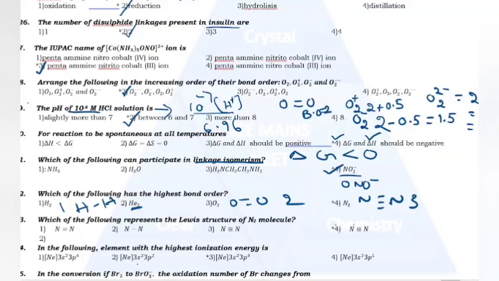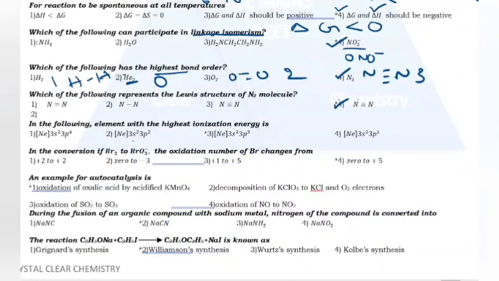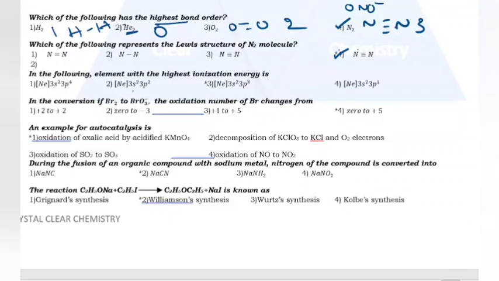Next one. Which one of the following represents the Lewis structure of the N2 molecule? I think they have to give the dots here. N triple bond N must be there. So there is some mistake in the options. Anyhow, N triple bond N we know, and both 3 and 4 are there, but according to the dotted structures, there must be a lone pair on the nitrogen, and the fourth will be the correct one.